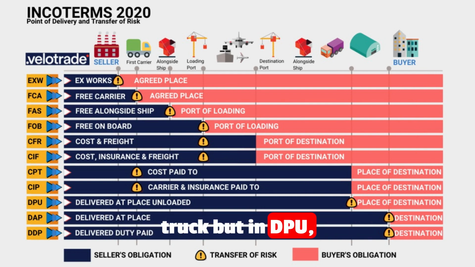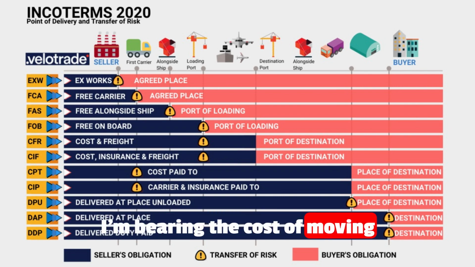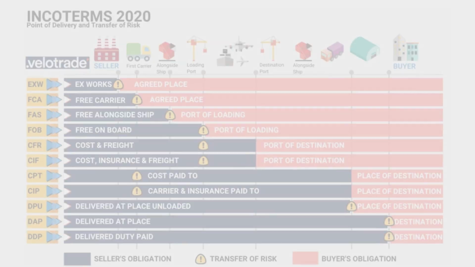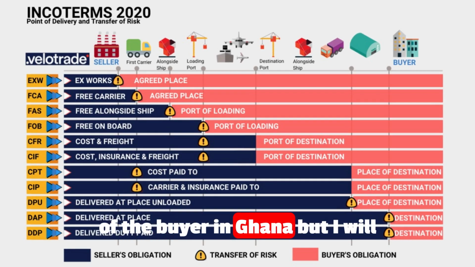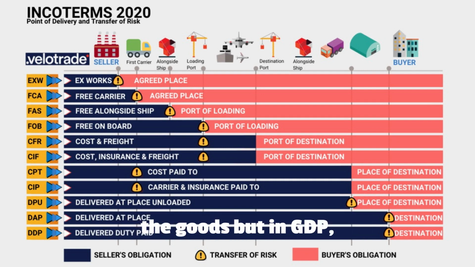But in DPU, I'm bearing the cost of moving it to Ghana. I'm bearing the risk of getting it to Tamale in Ghana. But in addition to that, I'm going to bear the cost of unloading it from the truck into the warehouse of the buyer in Ghana. But I will not bear the cost of clearing the goods.